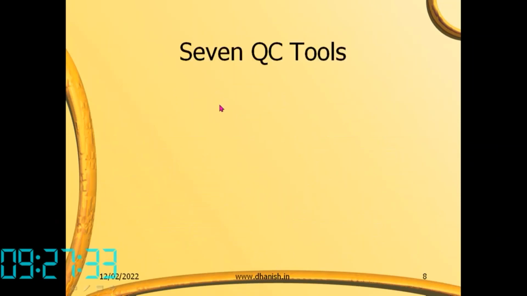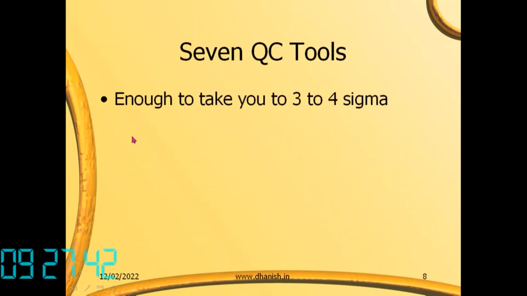Okay, so now we come to the 7 QC tools. This is our first set of tools. 7 QC tools are enough to take you from 3 to 4 sigma. Most industries are generally at that 2 sigma level, which means there's no need of any tool. If you simply shout and pay proper attention, you'll be able to achieve the improvement.